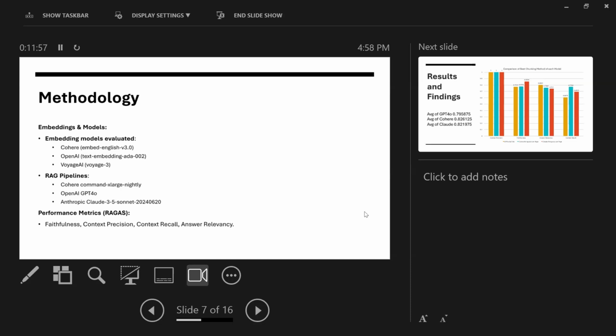Context precision: how precise the context is to the retrieved data. Context recall: in the generated answer, how good does it recall the data that it retrieved and used in the answer. And answer relevancy, which basically just measures how relevant the answer is to the context.